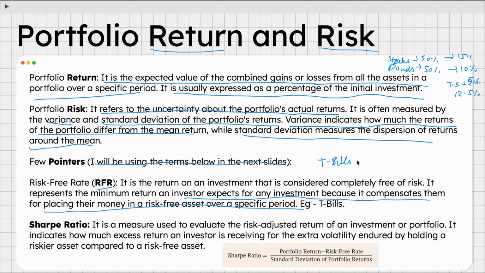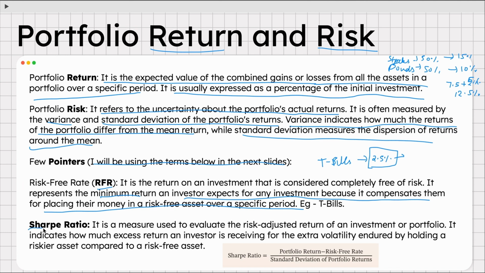Let's say the T-bill coupon or interest rate is 2.5%. Then if you have to invest in any other asset, let's say corporate bonds or equity, you would at least require this much return, because you will anyway get this if you invest in risk-free assets, correct? So that's what we have explained here. It is the minimum return that an investor expects from any investment because it compensates them for placing their money in a risk-free asset over a specific period. Got the point? So I hope I'm clear.